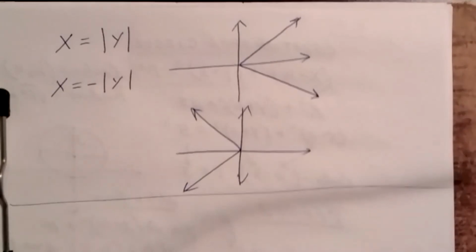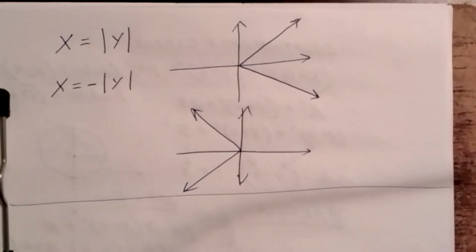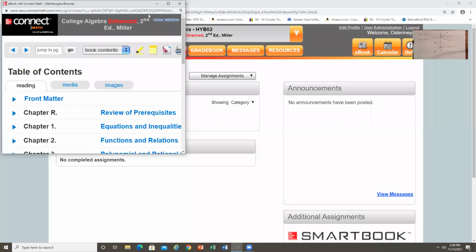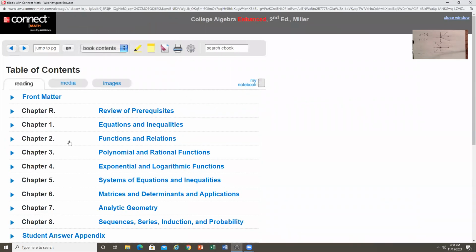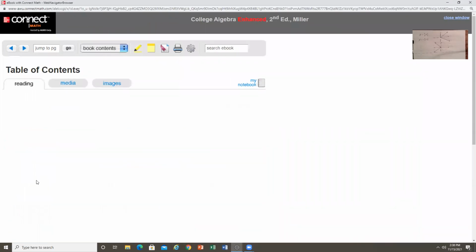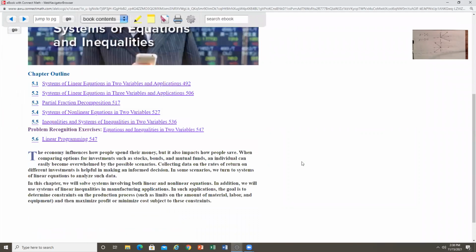So let's begin to work in section 5.5 now, solving inequalities involving two variables. Section 5.5 is the last section we're doing in chapter 5. We are not going to do 5.6.